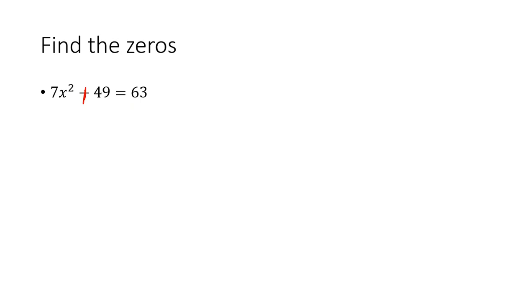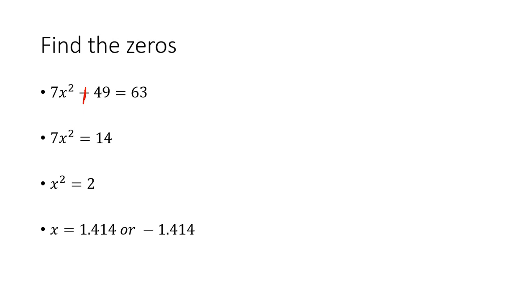Okay, so take a second and find the zeros of this function. We have 7x squared plus 49 is equal to 63. The first thing you would want to do is subtract 49 on both sides. When you do that, you end up with 14, so 7x squared equals 14. Divide both sides by 7, which gets you 2, and then you take the square root of that.